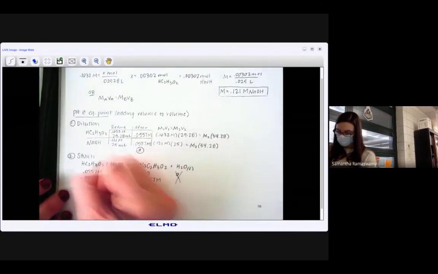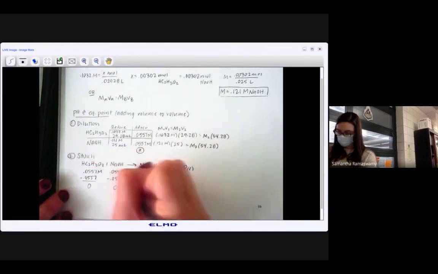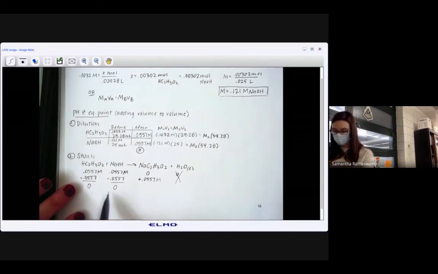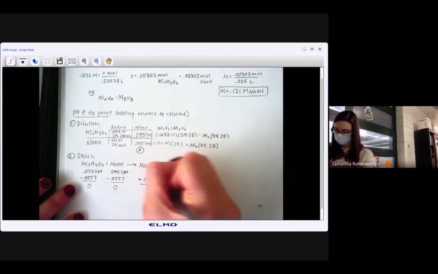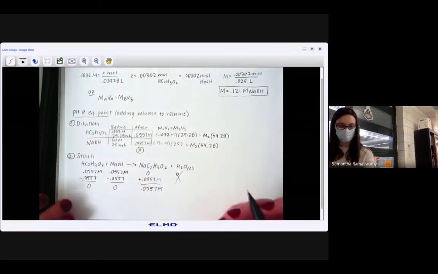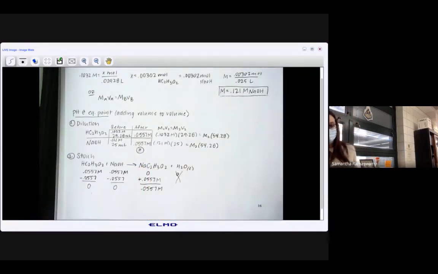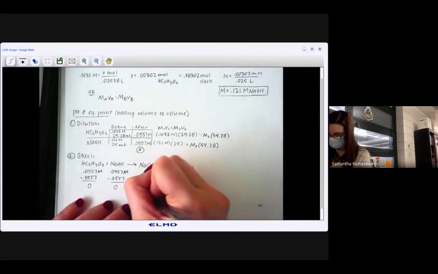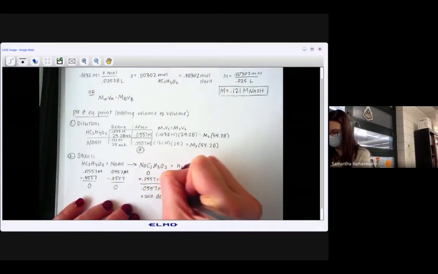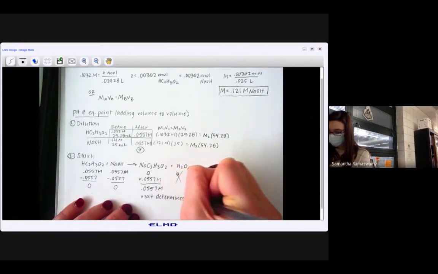So notice how after the reaction we have no acetic acid, we have no sodium hydroxide. Neither of these are in the beaker after the neutralization. What we have is the salt. So after neutralization, the salt and the water are what remain in the beaker. Remember that the salt determines the pH.